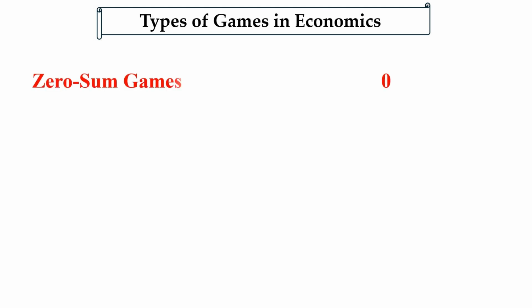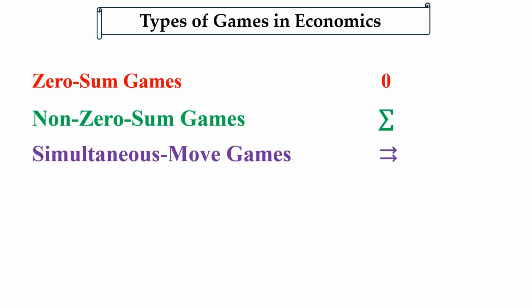Types of games in economics. First, zero-sum games: one player's gain is exactly another player's loss. The total payoff remains constant. Non-zero-sum games: each player's gains and losses are not necessarily equal, and cooperation can lead to better outcomes for all players. Simultaneous move games: players make decisions at the same time without knowing the choices of others.